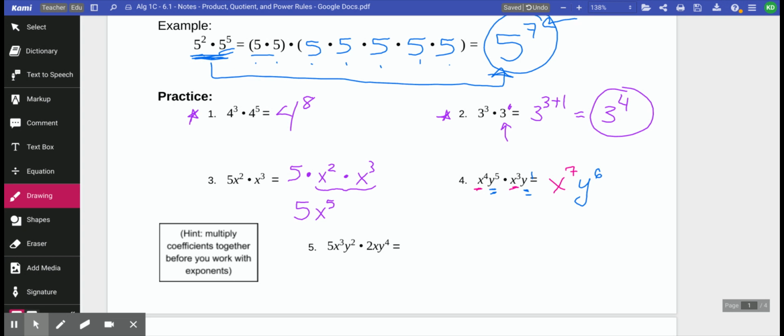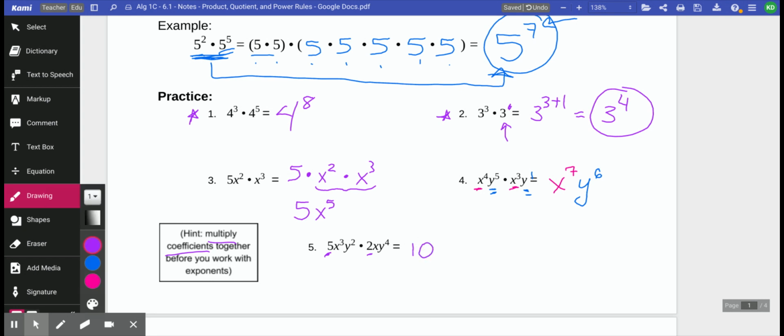All right, and finally, we're going to put all of this together. So we're going to go to this last example here, which says, hint, multiply coefficients together before you work with your exponents. So we're going to do our coefficients first. In this case, we have a 5 and a 2, but they're being multiplied. So we know that 5 times 2 is 10.